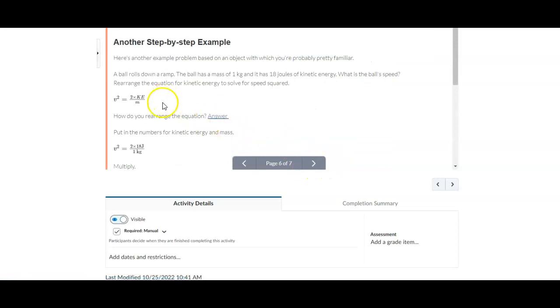All right. So another step, if we look at this, here's another way you can solve a problem by pulling out the velocity. So using the kinetic energy formula, it talks about a ball rolling down a ramp. The ball has a mass of 1 kilogram and it has 18 joules of kinetic energy. So what's the ball's speed? So here we've got to plug in what we know and single out what we are looking for. And so we're looking for the speed equals the square root of 2 times the kinetic energy divided by the mass.